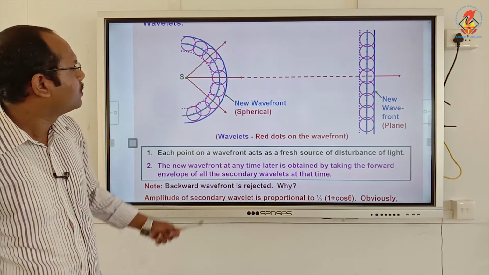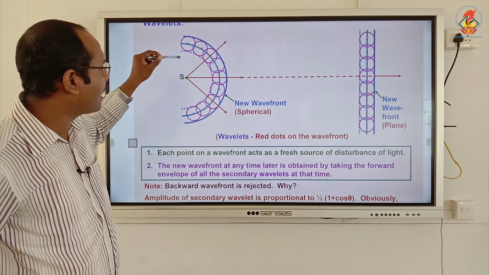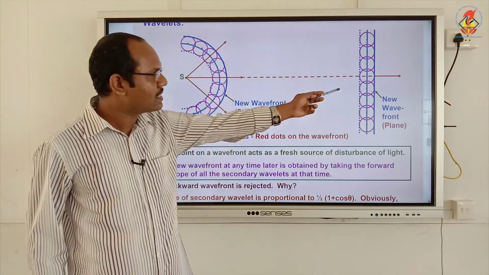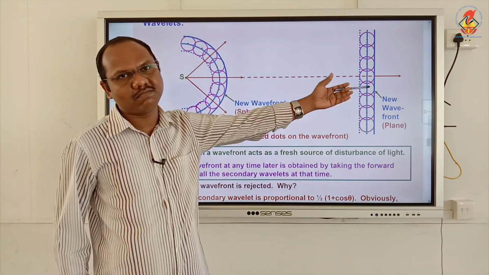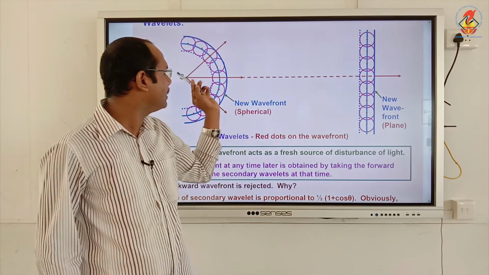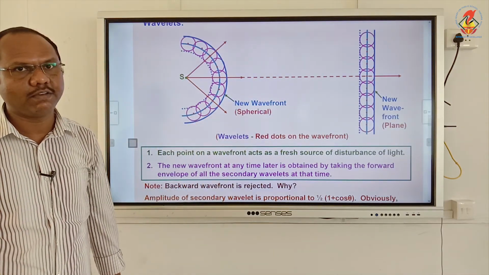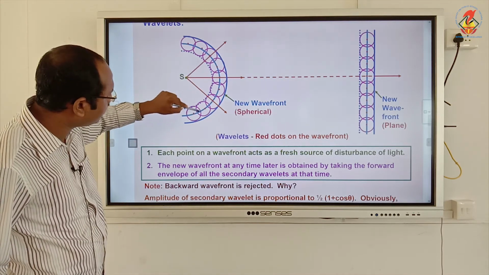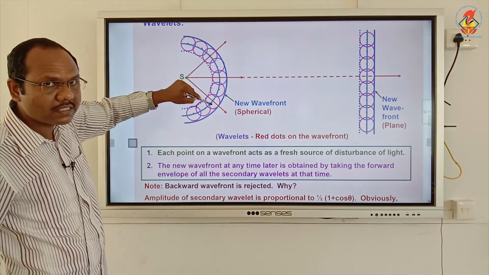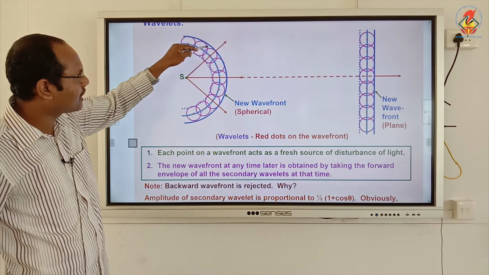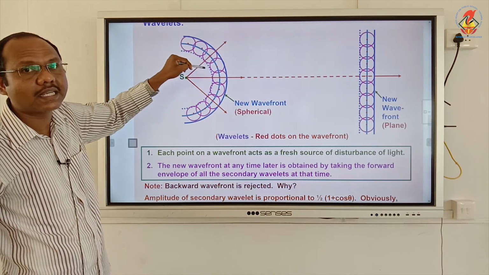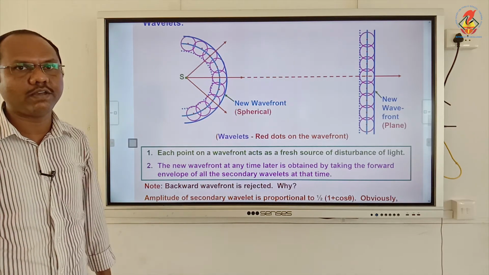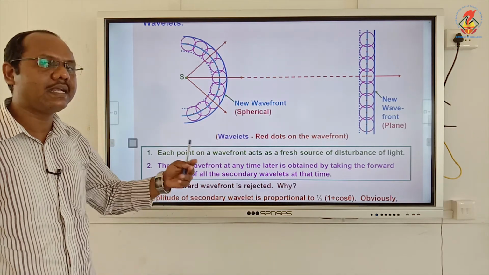Okay, so we have discussed Huygens principle with the spherical wavefront. With the cylindrical wavefront, it will be like this. But we are not discussing it. We are just discussing only the spherical wavefront. So imagine like this. This is the first wavefront. Mark the points of disturbance. Draw circular wavefronts. Those are called secondary wavelets. Take the forward envelope. That will give the new wavefront. This is how the light is propagating.